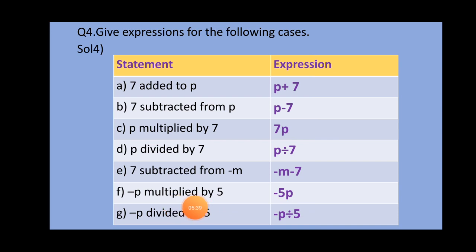Now minus p divided by 5, so we will write minus p in the numerator part, and then the division sign, and then 5.